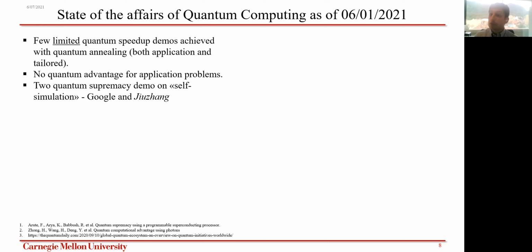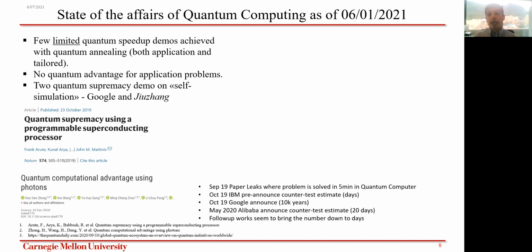There are, though, two quantum supremacy demos out there by the people at Google and the people in our research laboratory in China, where a computational task was solved on what I would like to call self-simulation. Basically, this task has to do more with the description of the state that represents the quantum computer itself. Simulating quantum mechanics is extremely hard in the classical setting. Therefore, they could achieve speedups of orders of magnitude compared to the best classical alternatives.